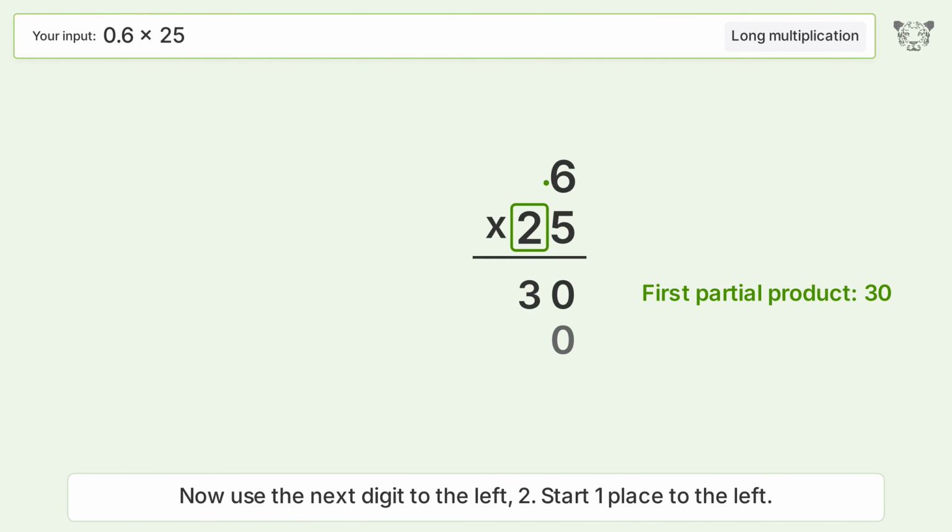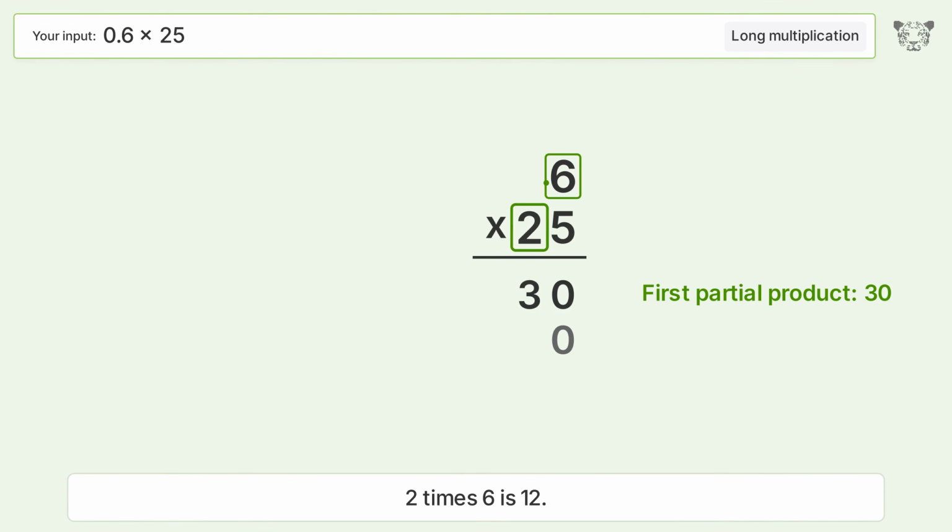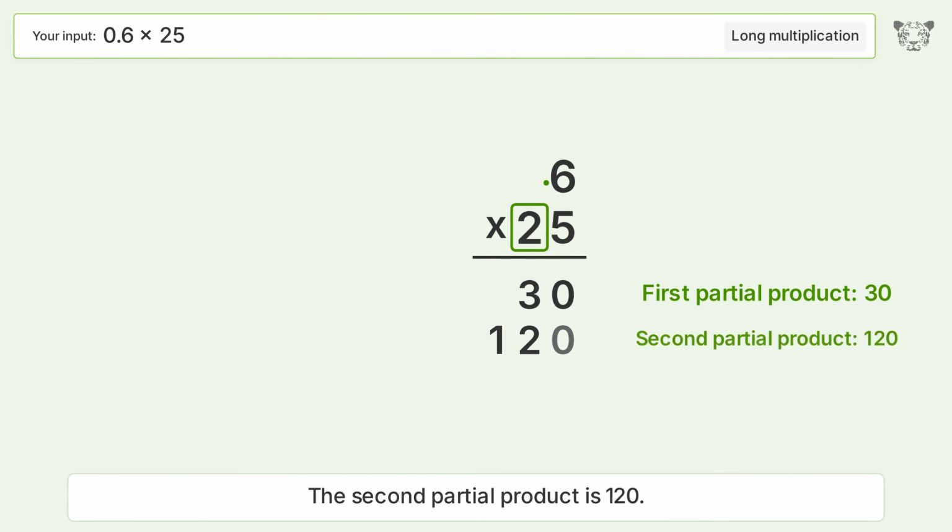Now use the next digit to the left, 2. Start one place to the left. 2 times 6 is 12. The second partial product is 120.